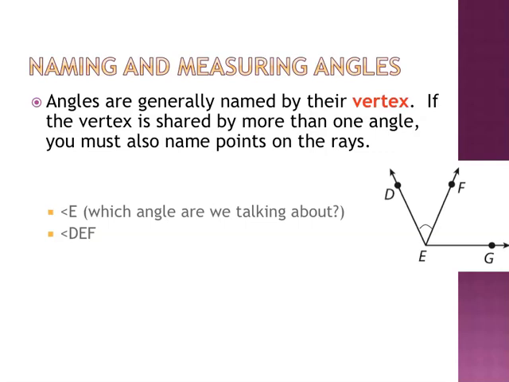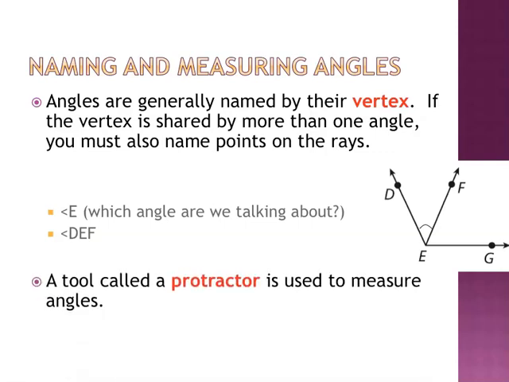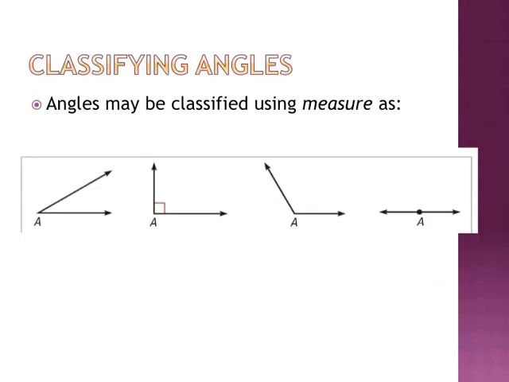Now there is a tool called a protractor that's used to measure angles. And in this class, we measure angles using degrees. Now in terms of classifying different types of angles, there are 4 different types of angles. So here are the 4 different types of angles.